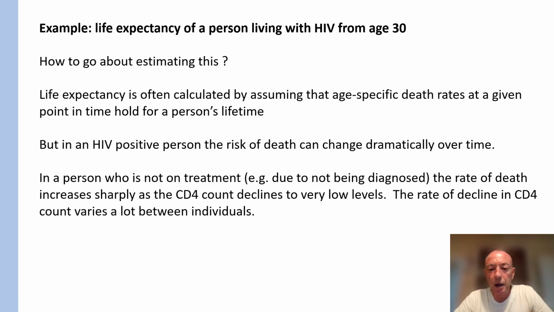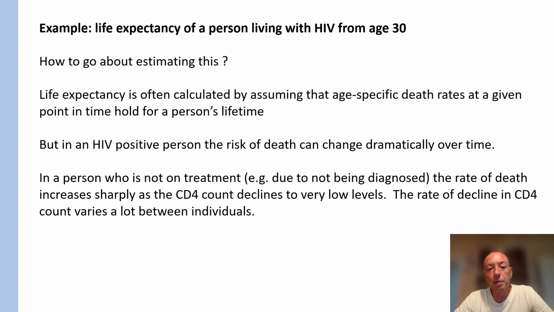So let's consider an example of calculating the life expectancy of a person living with HIV from age 30. So how would we go about estimating this? Life expectancy is often calculated by assuming that age-specific death rates at a given point in time hold for a person's lifetime. But in an HIV positive person, the risk of death can change dramatically over time.